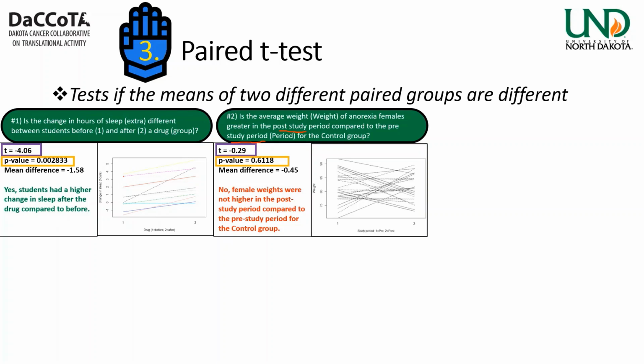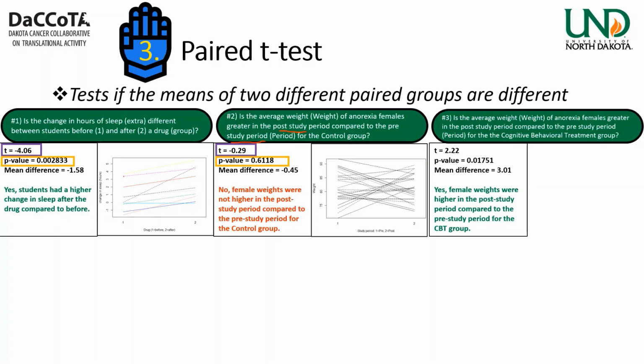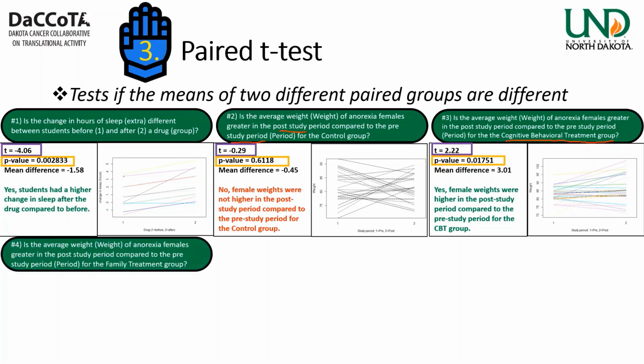It averages out. What about the same sort of thing for pre and post for a cognitive behavioral treatment group? So they're actually treating these women for their anorexia. And we find that it's significant. Female weights were higher in the post-study than the pre-study, which means on average it helped the anorexics gain weight, which was what they're hoping for.